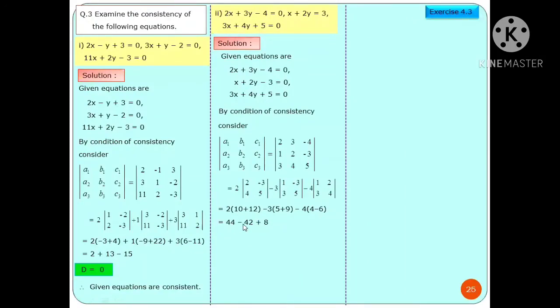Total: 44 minus 42, the difference is 2. 2 plus 8 is 10. The determinant answer is obtained as 10, which is not equal to 0. That means these three given equations are inconsistent, or not consistent.